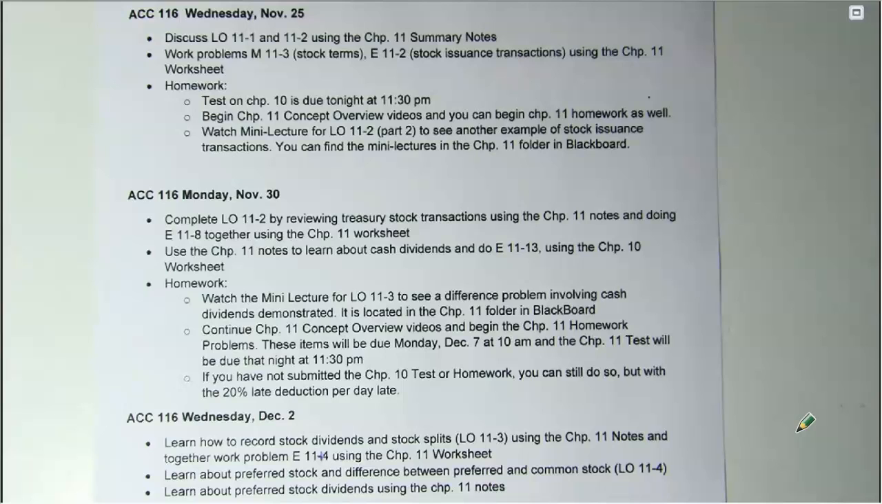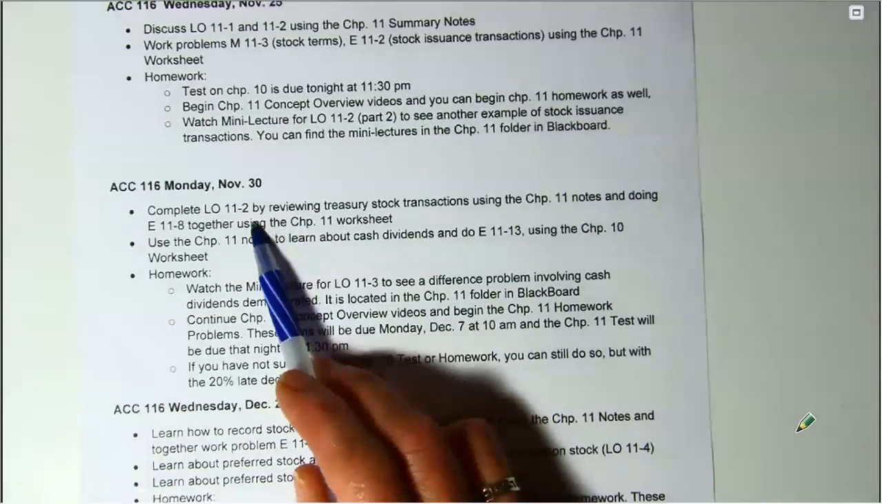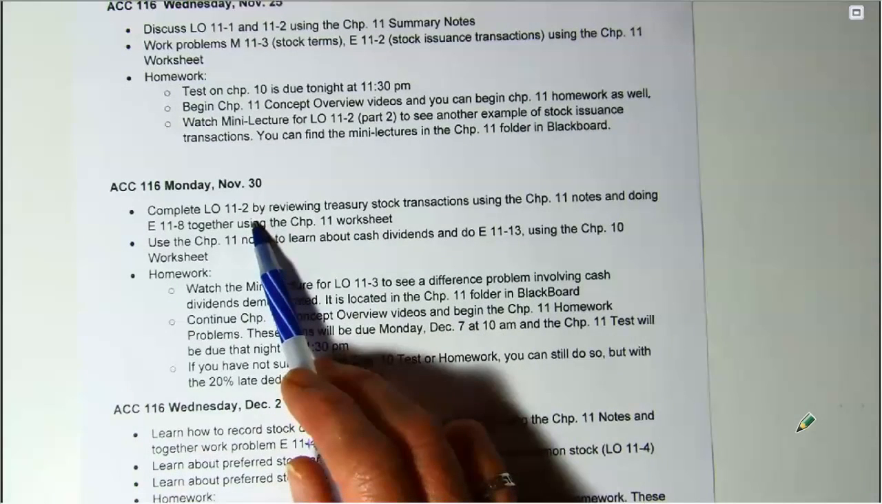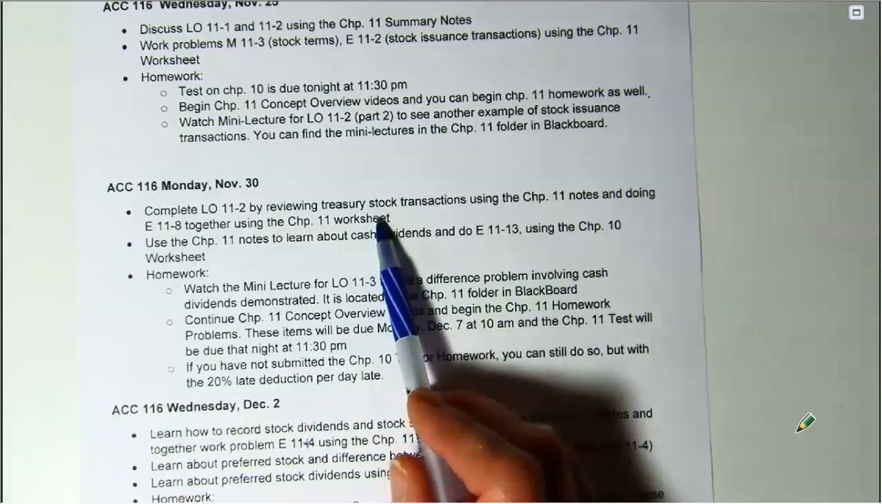The other thing you can do, if you prefer to break it up into smaller pieces, is you can watch the mini lectures for learning outcome 11-1 and 11-2. I think we went through part 1 of 11-2. Today we're going to do part 2 of 11-2, the mini lecture. If you want to watch that just for a review of what we're doing today, we're going to be talking about Treasury stock and Treasury stock transactions.